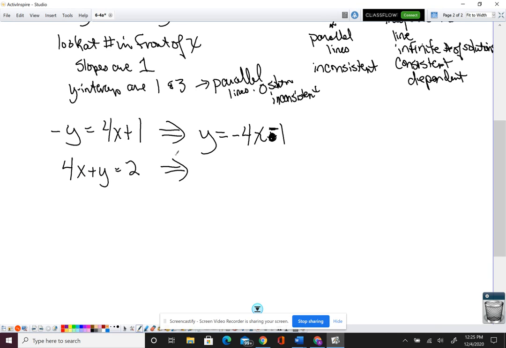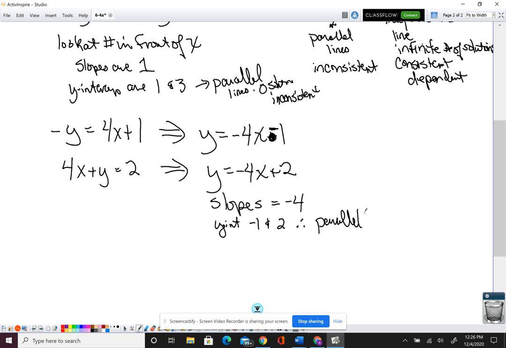Then this one, we bring the x term over to the other side of the equation. It becomes negative, and we have plus 2. Slopes are both negative 4. Y-intercepts, negative 1 and positive 2. Therefore, they are parallel lines, inconsistent, and 0 solutions.